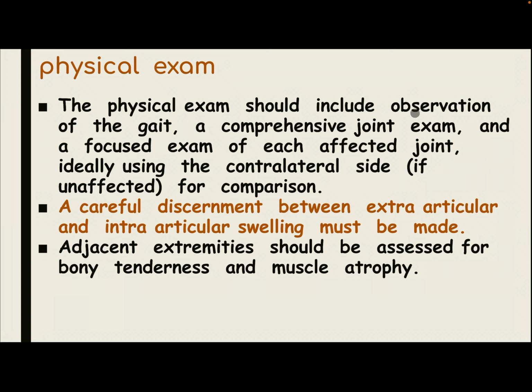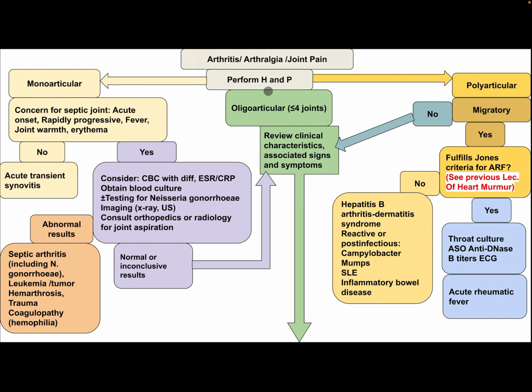The physical examination should include observation of the gait, comprehensive joint exam, and focused exam of each affected joint, ideally using the contralateral side, if unaffected, for comparison. Careful discrimination between extra-articular and intra-articular swelling must be made. Adjacent extremities should be assessed for bony tenderness and muscle atrophy.